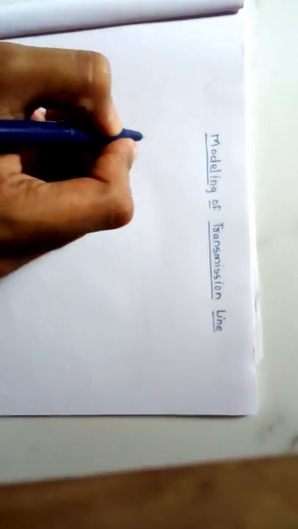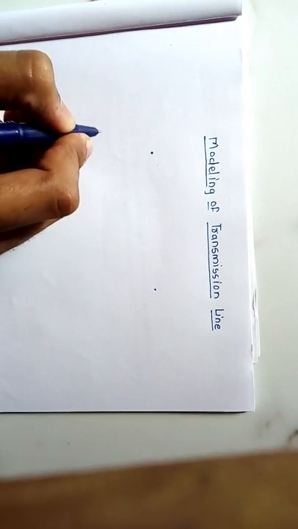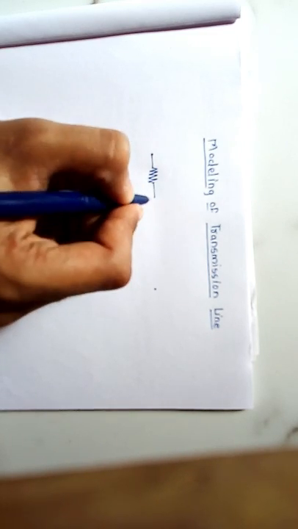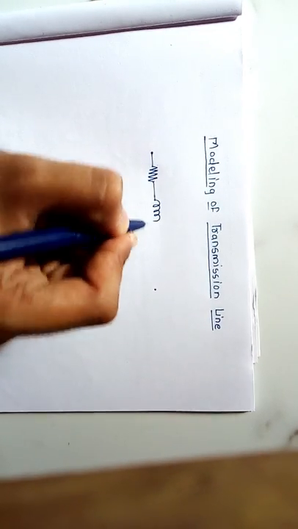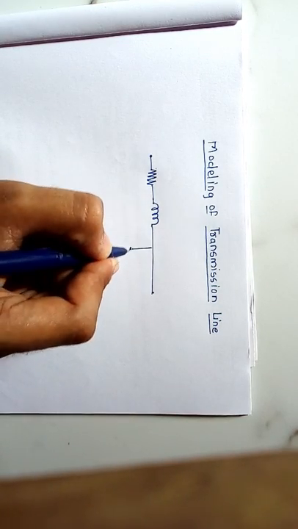Modeling of a transmission line. When we consider a transmission line, we will have a sending point and a receiving point. We will have some resistance of wire in between these two points. We will have some inductance. And with respect to ground, we will have some resistance.